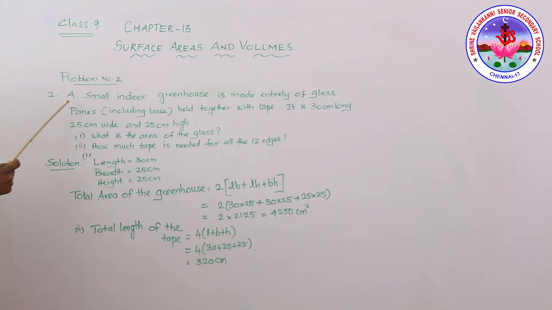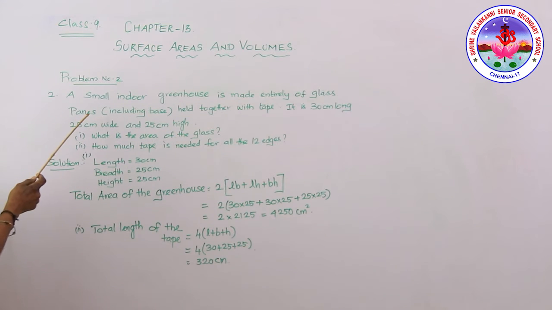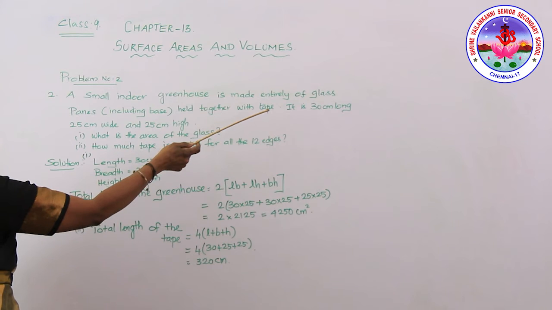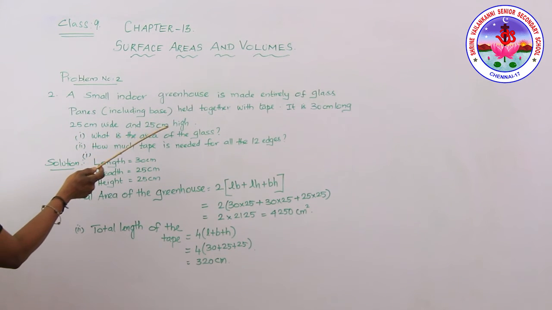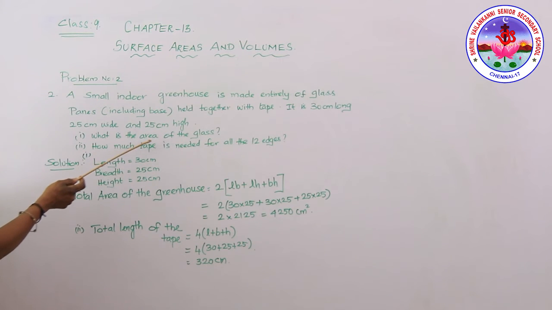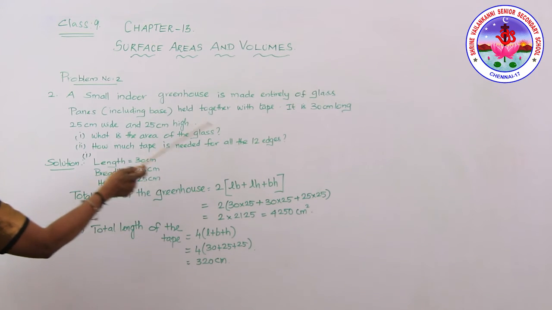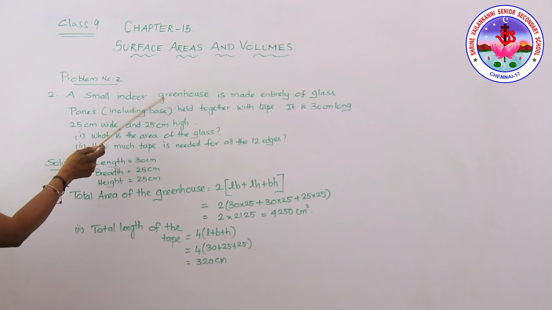Second problem, a small indoor greenhouse is made entirely of glass panes, including base, held together with tape. It is 30 centimeter long, 25 centimeter wide and 25 centimeter high. To find the area of the glass and to find the length of the tape which is required to cover all the 12 edges. So here, since it is including the base, we are going to find out the total surface area of this greenhouse.